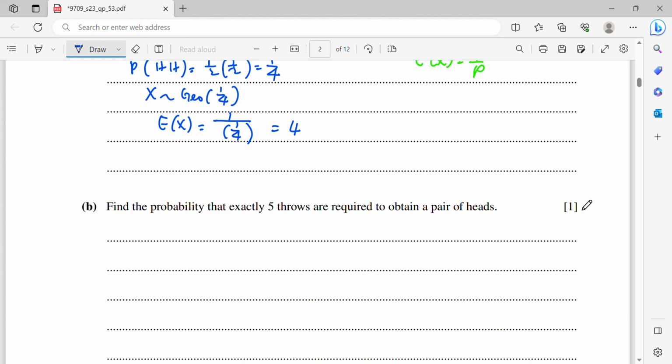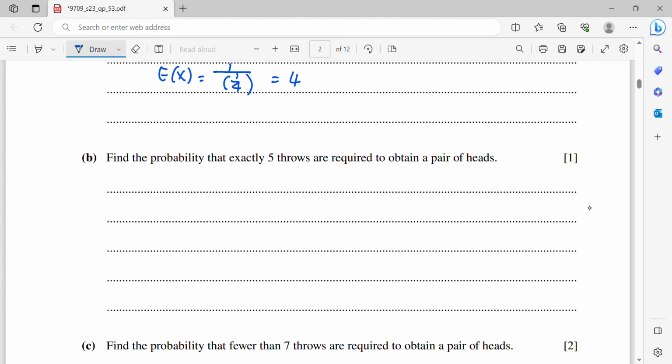Now B, find the probability that exactly 5 throws are required to obtain a pair of heads. That means the first 4 are failures, and another one you will get double H. So since P(double H) is 1/4, not getting double H will be 3/4.